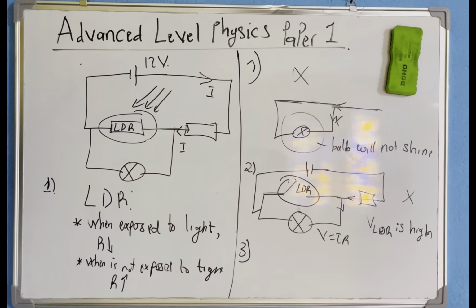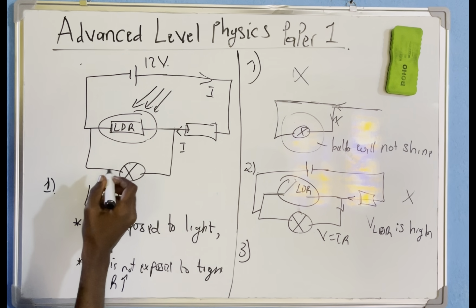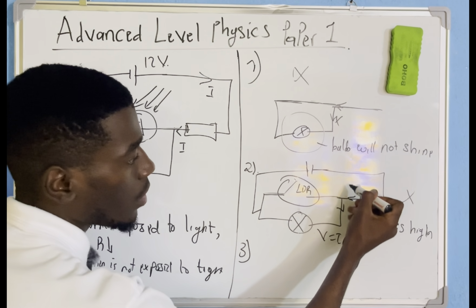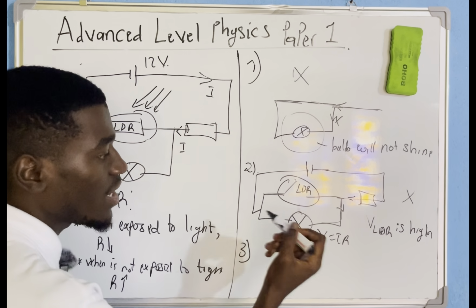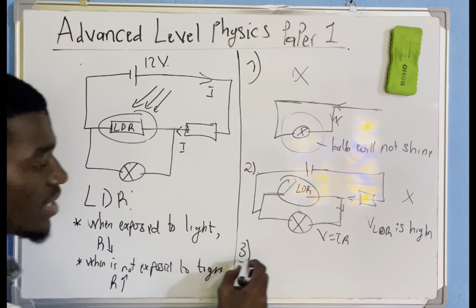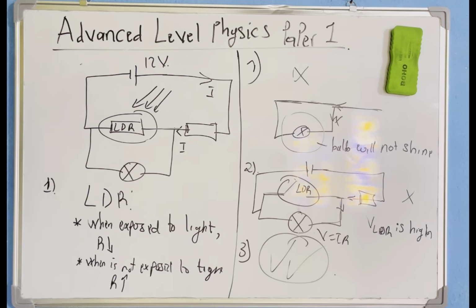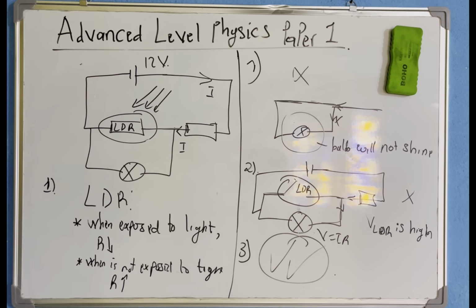When the resistance of the LDR is high, it means that no current will flow through the LDR. I can replace the LDR by what? An open circuit, making all the current coming here to flow through the bulb. Therefore, the bulb will shine, making statement 3 very correct. Without wasting time, let us move to the next question.